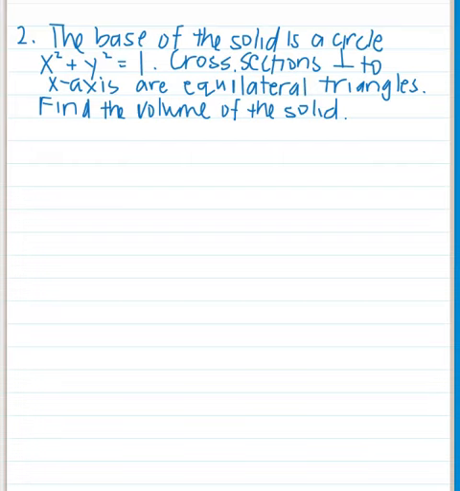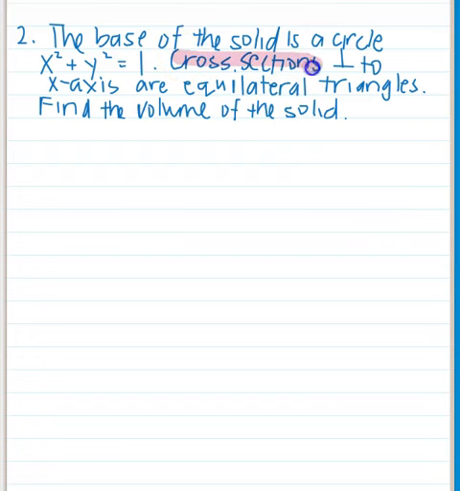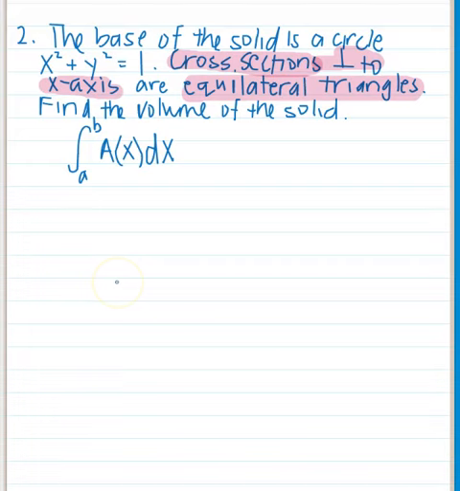The base of the solid is a circle with x squared plus y squared equals 1. Cross sections perpendicular to the x-axis are equilateral triangles. With these, if you're using cross sections, we're not rotating, and it tells you which axis you're perpendicular to. If it's the x-axis, everything has to be in terms of x. And equilateral triangles are going to be the area of the shape that we're creating. So my general formula will always be a to b, the area of the shape, and then because it's perpendicular to the x-axis, I'll put a dx there.